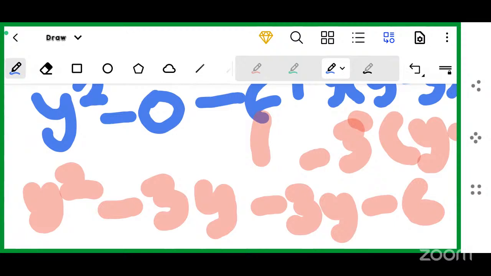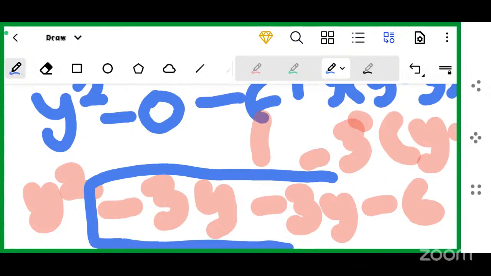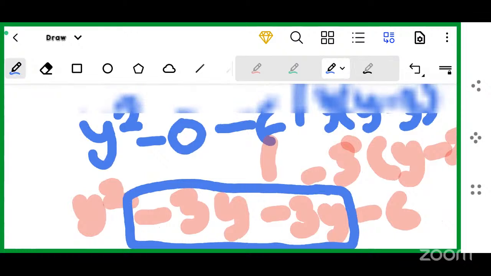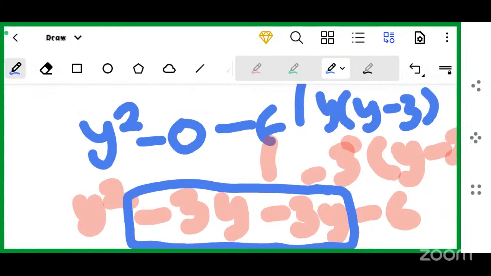Are you holding the calculator now? Yes, ma'am, I'm holding it. Okay, so you have to punch this as a whole. What did you get? Ma'am, I got negative 6. Perfect. So that means here you're going to write the answer you got here.